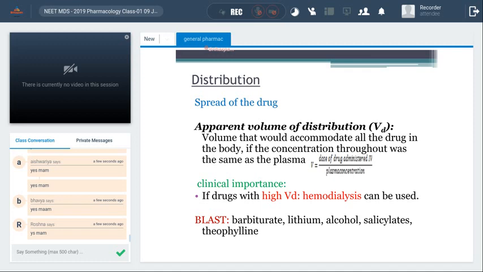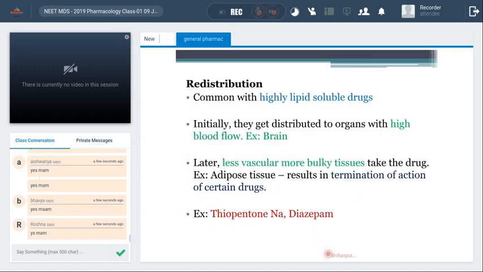Okay, did you understand? So some examples of drugs which have very high volume of distribution and which require hemodialysis. I have given the mnemonic as BLAST. You can remember barbiturate, lithium, alcohol, salicylates, and theophylline. These are the drugs which have very high volume of distribution, and hemodialysis only helps. I cannot use any other mode of treatment if there is poisoning due to these drugs. I repeat the mnemonic: BLAST, barbiturate, lithium, alcohol, salicylates, and theophylline.